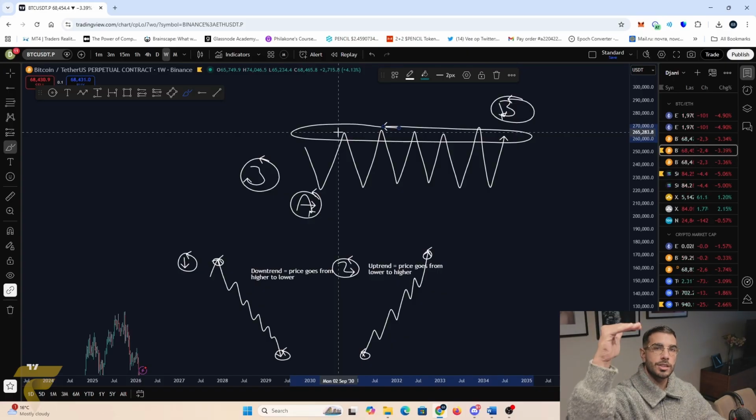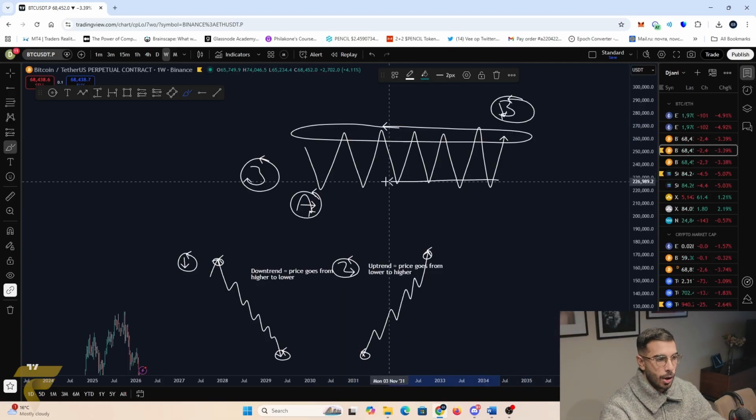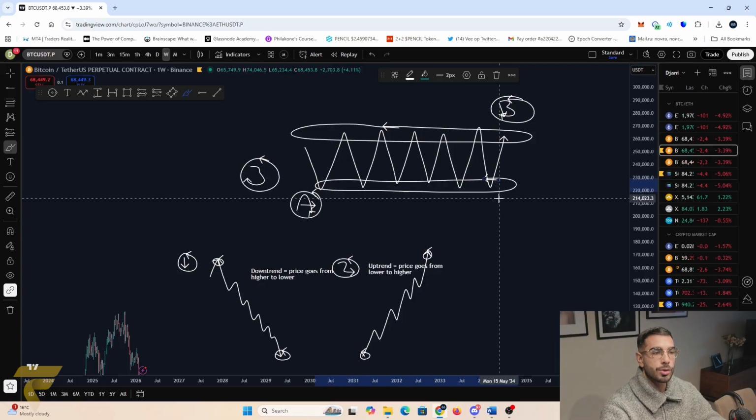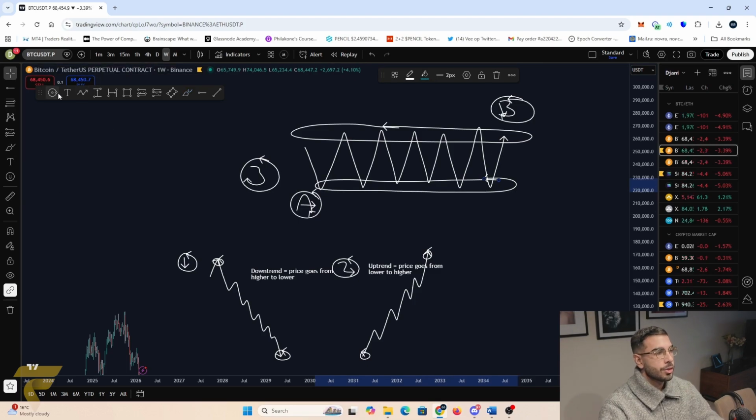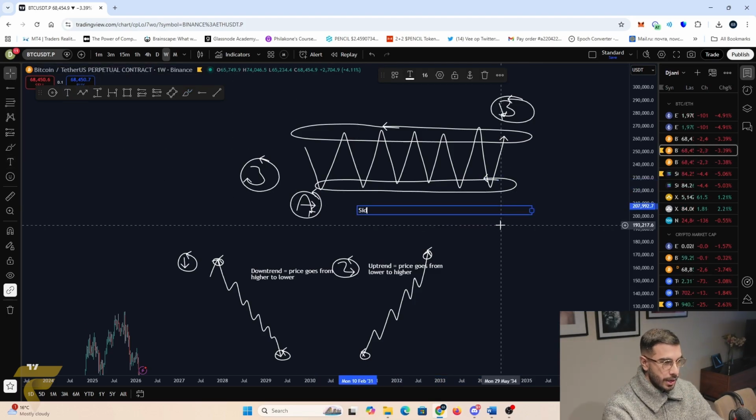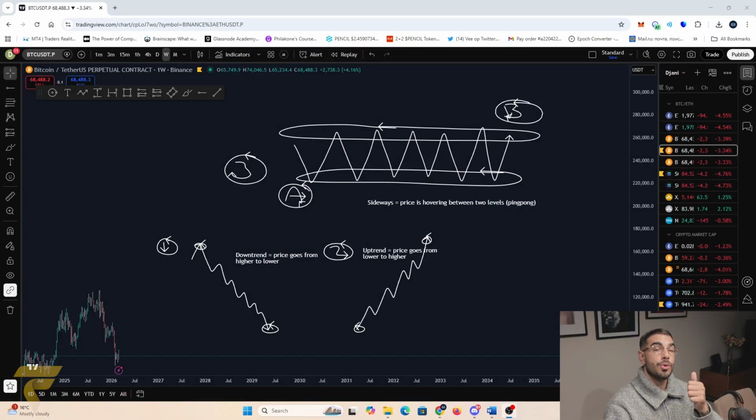So whenever price tends to go to the resistance, it's getting rejected and then it slows down and goes back to lower prices. However, at the bottom, we have a so-called support zone, an area of interest, where price tends to go up. Okay, so these are the three different phases. Sideways: price is hovering between two levels, pretty much ping-ponging.